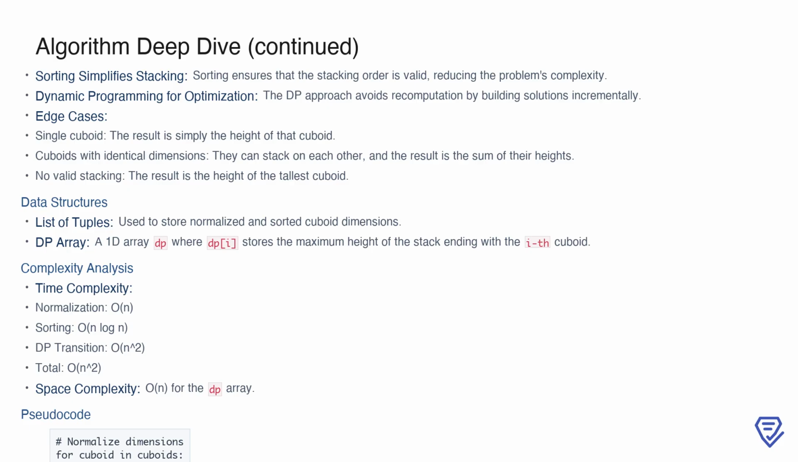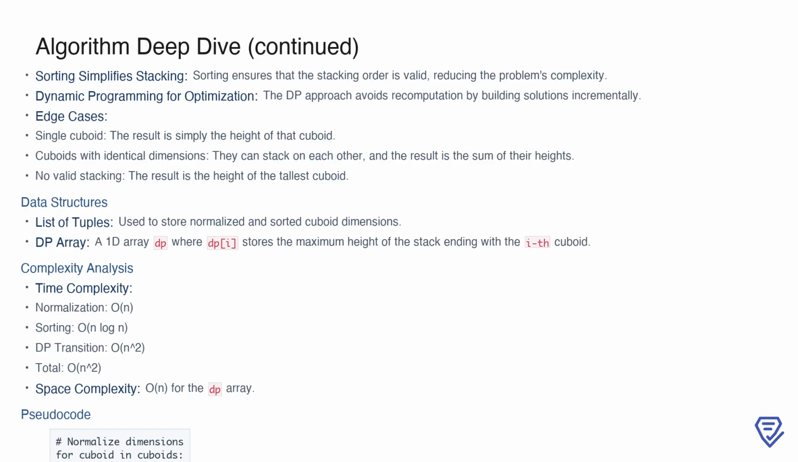Normalizing the dimensions of the cuboid simplifies the stacking process by reducing the number of comparisons needed. Sorting the cuboids based on their dimensions ensures that we only consider valid stacking orders, greatly reducing the problem's complexity. The dynamic programming approach optimizes the solution by incrementally building on previously computed results, avoiding redundant calculations.